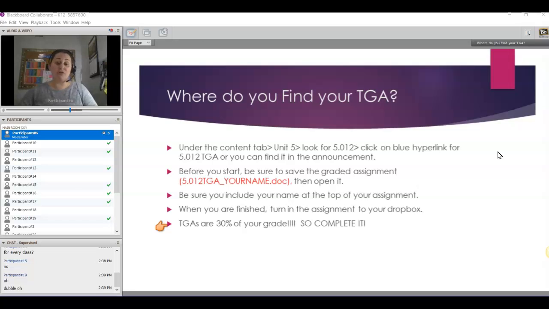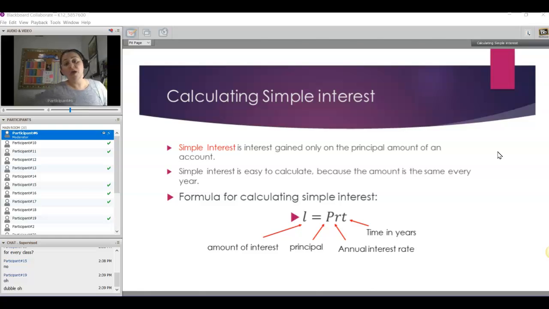When you're talking about grades, okay? So that's a couple of different things about it. What we're going to do is calculate some simple interest. Now remember, simple interest is really easy to calculate because it stays the same every year. When you have the principal, the interest rate stays the same every year.